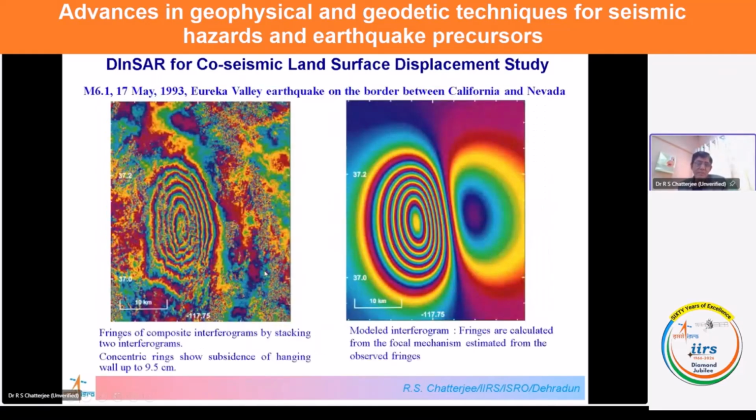Similarly, in this case, this is a composite interferogram, and on one side of this area, the fringes are showing closed fringes, and these fringes show that the land surface has gone down. Okay, whereas in this area, this block remains intact. So that means one block is going down with respect to the other block. And here this fault plane is dipping towards that side. So that means it is a normal fault earthquake. So this hanging wall has gone down with respect to the foot wall, isn't it?